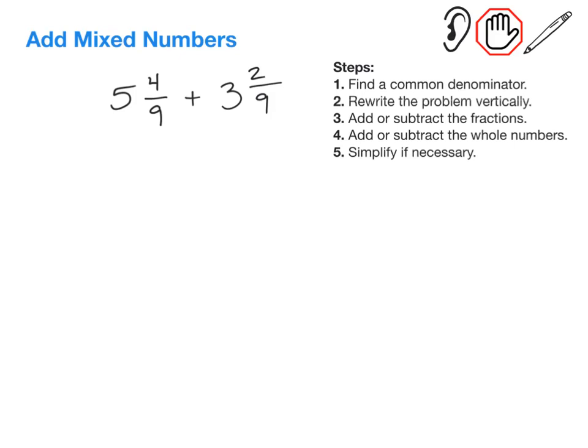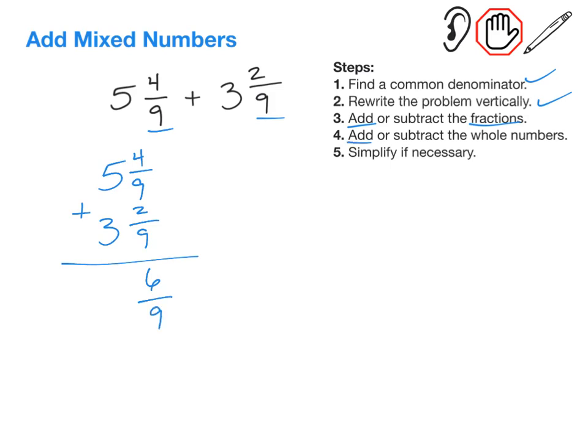Okay, let's begin with an addition of mixed numbers problem. First, we need to find a common denominator. And I see that they both have a common denominator of 9, so that's already done for us. Then we can rewrite the problem vertically. So 5 and 4/9 plus 3 and 2/9. I can write that vertically. Now I can add or subtract the fractions, so we're adding the fractions. 4/9 plus 2/9 is 6/9. Now I can add or subtract the whole numbers, so I'm adding the whole numbers. 5 plus 3 is 8.